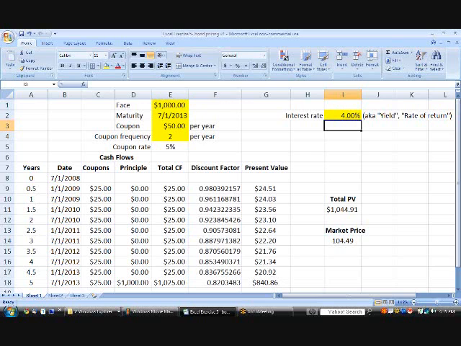Any questions? Do you guys think that you can recreate this spreadsheet? If I help? Let's give it a shot.